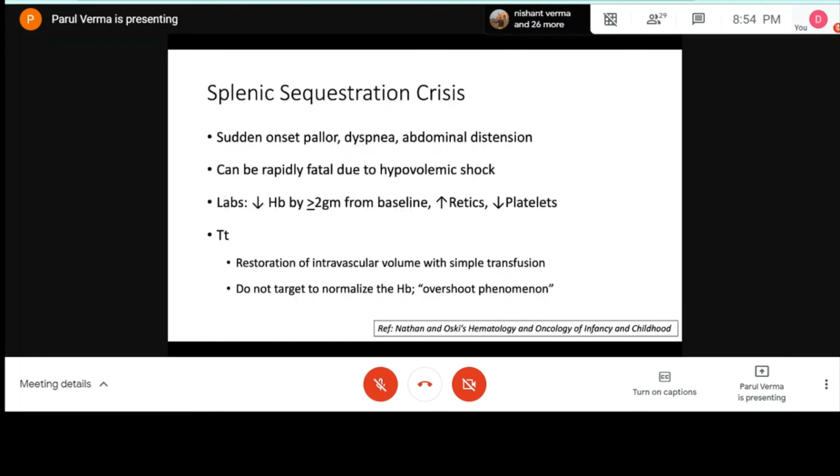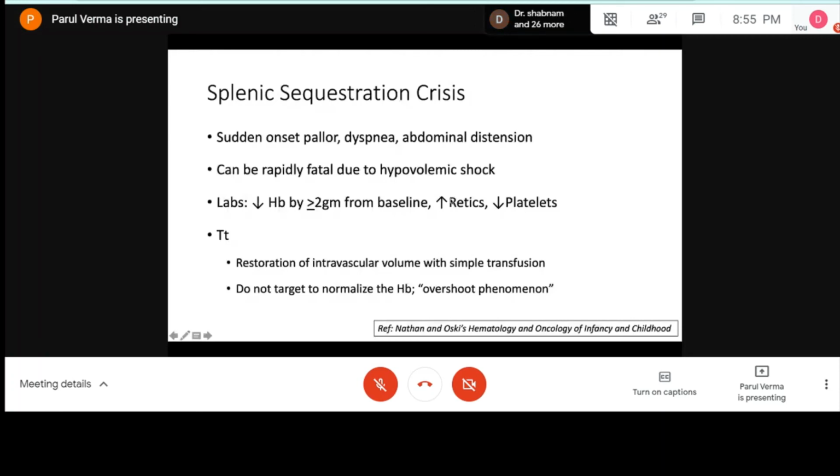The next type of crisis which can happen in a child with sickle cell disease is splenic sequestration crisis. The child would develop sudden onset pallor, dyspnea, and abdominal distension. It typically happens in younger children because as these children age, there is autosplenectomy. So it happens only while the spleen is intact and functional. This again can be rapidly fatal due to hypovolemic shock, because a large volume of blood can be sequestered in the spleen. The classical lab features are a fall in hemoglobin by more than 2 grams per dl, high retics, and there could even be thrombocytopenia.